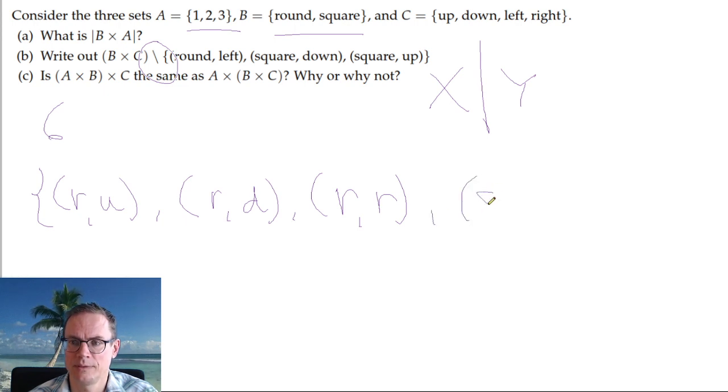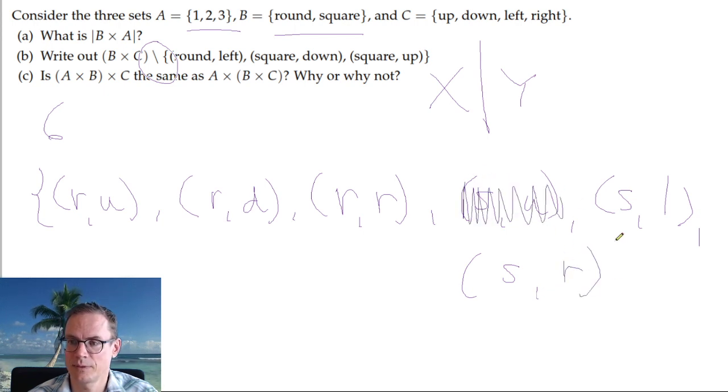Square up is in there. Square down is not in there. Square left is in there. And square right is in there. And I made one mistake. Square up is not in there. So that's it. We have a set with 5 ordered pairs in it. 8 ordered pairs minus 3 equals 5.